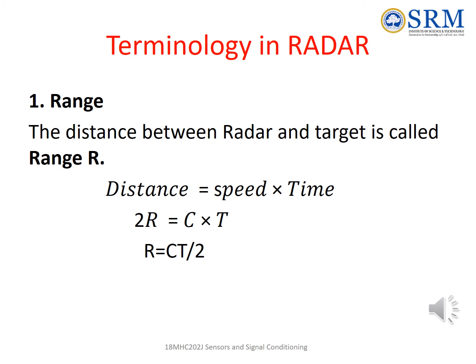There are some terminologies used in radar. First one is the range. As mentioned earlier, range is the distance between the radar and target. This is denoted by R. We know that distance is equal to speed into time, and here it is represented as 2R, which is equal to c into t. So R is ct by 2.